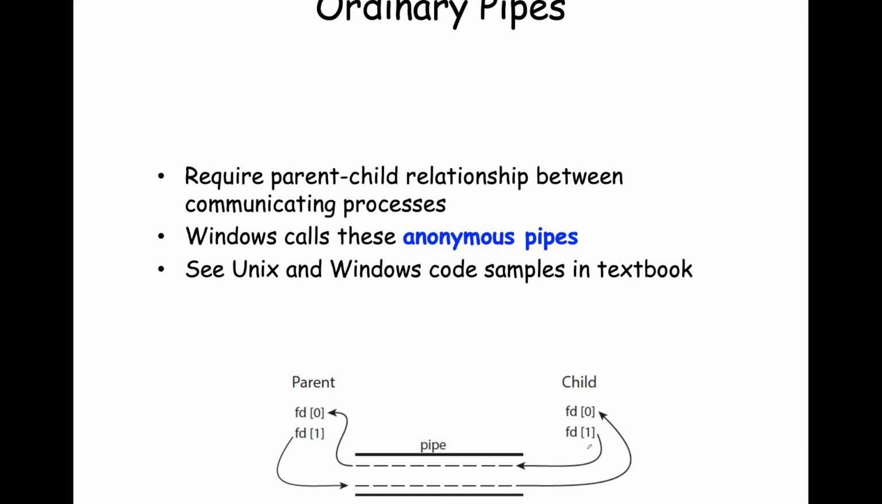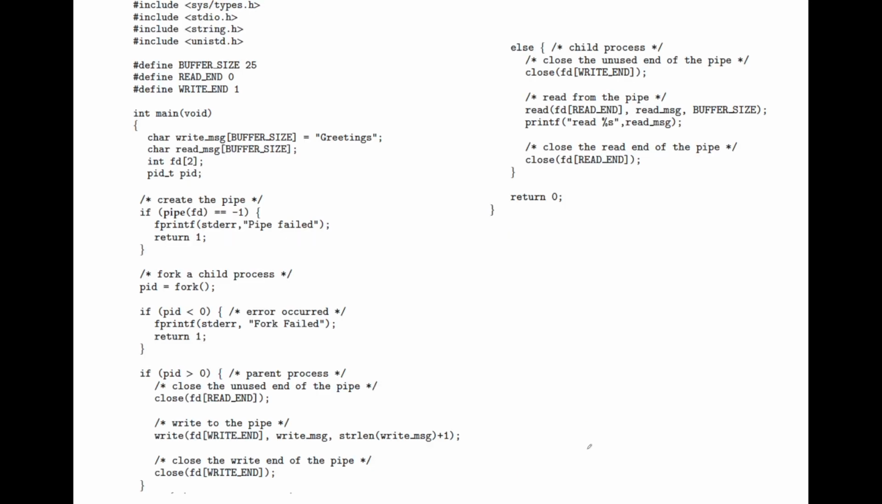Now, Windows has ordinary pipes too. Ordinary pipes is the Unix term, but in Windows, they're called anonymous pipes. There are examples of Windows code and Unix code in the book, and I encourage you to look at it. There's lots and lots of source code available on the web for examples and videos on YouTube as well. So this is an example in Unix of using pipes.